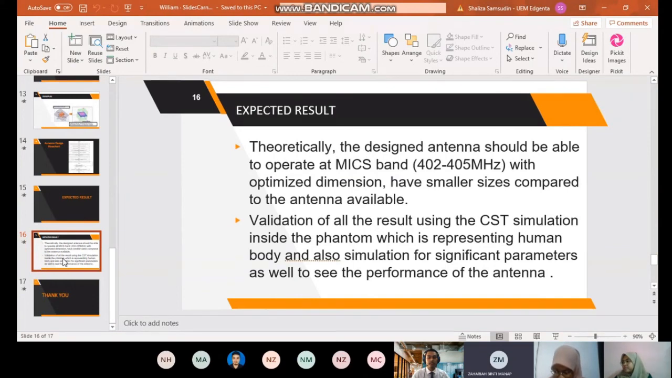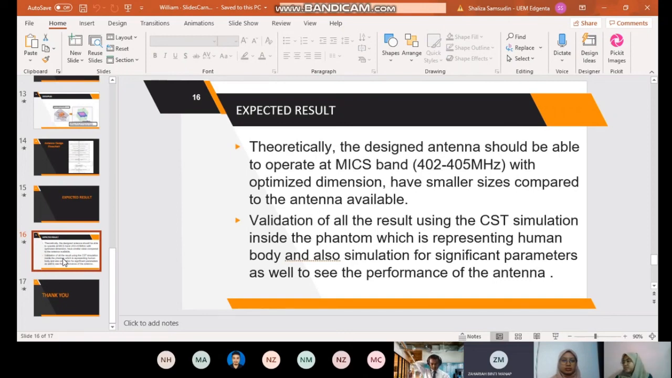All right. Back to your expected result. You said that the designed antenna should be able to operate at MICS band, right? Yes. You gave the frequency band 402 to 405 megahertz. So may I know, based on what parameter or how are you going to confirm that your antenna operates properly?